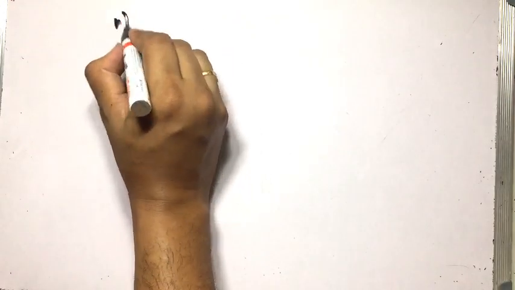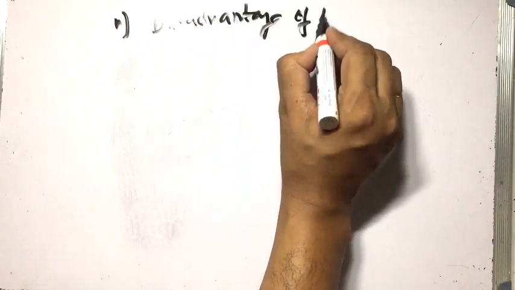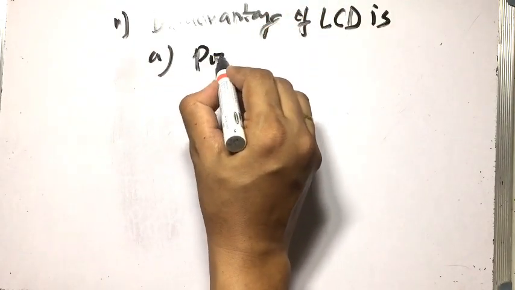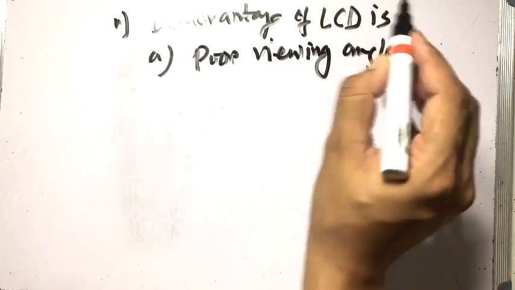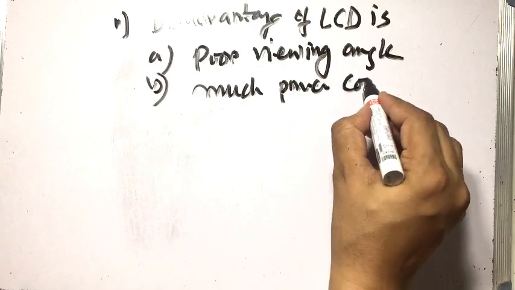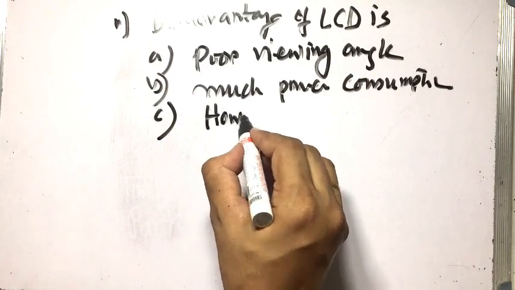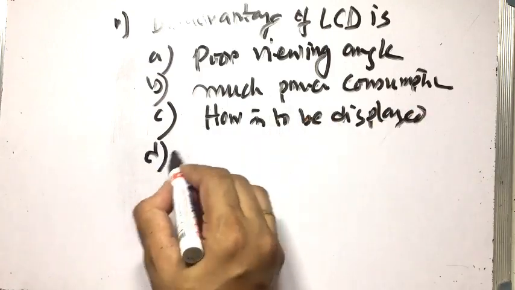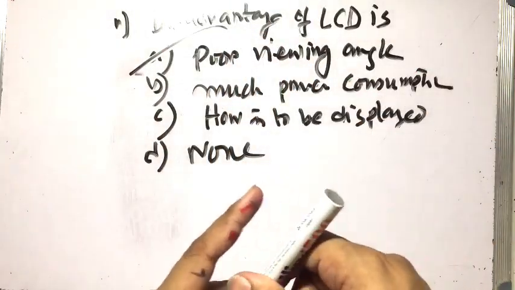Question number 5. The disadvantages of LCD are: option A, poor viewing angle, meaning we have difficulty viewing from different angles. Option B, much power consumption, that is, a lot of power. Option C, how is to be displayed, how this will be displayed. And option D, none. The main disadvantage is the first choice, option A.